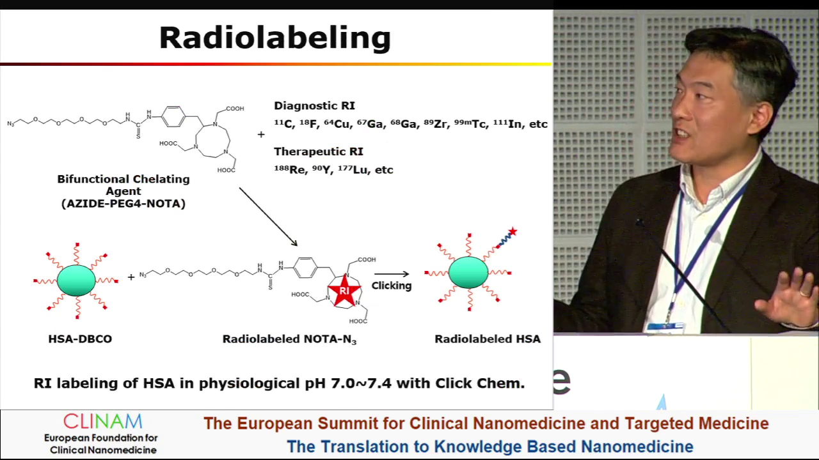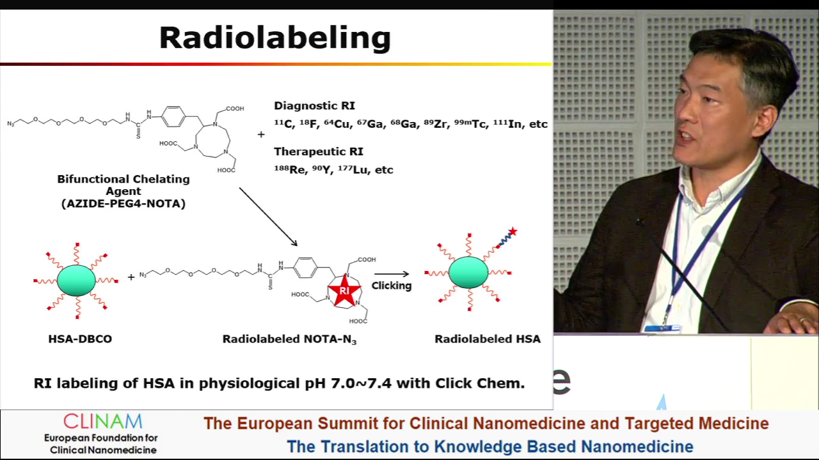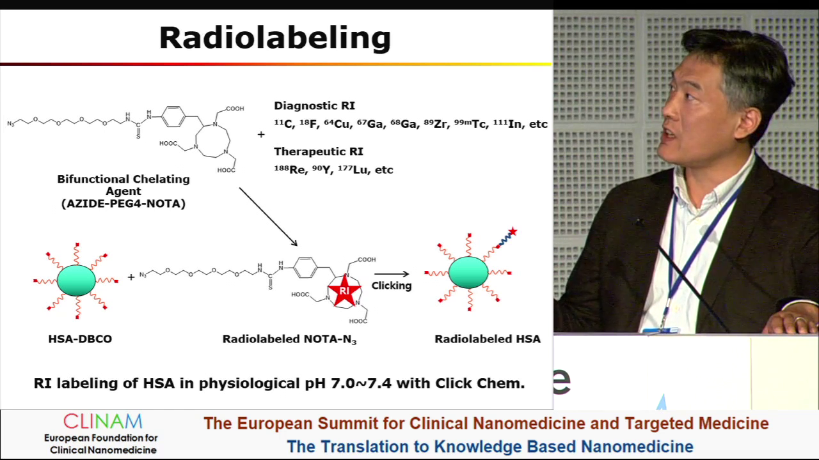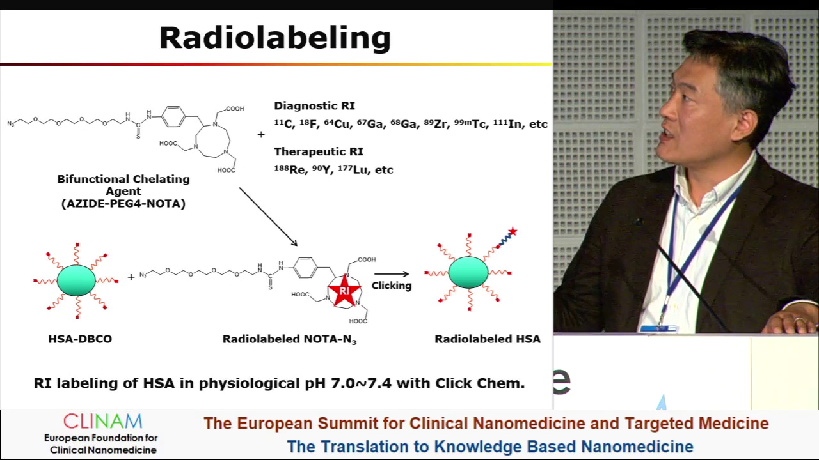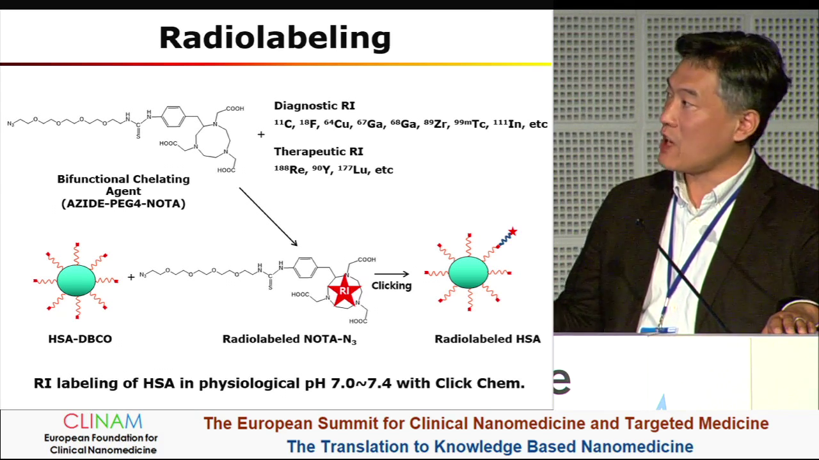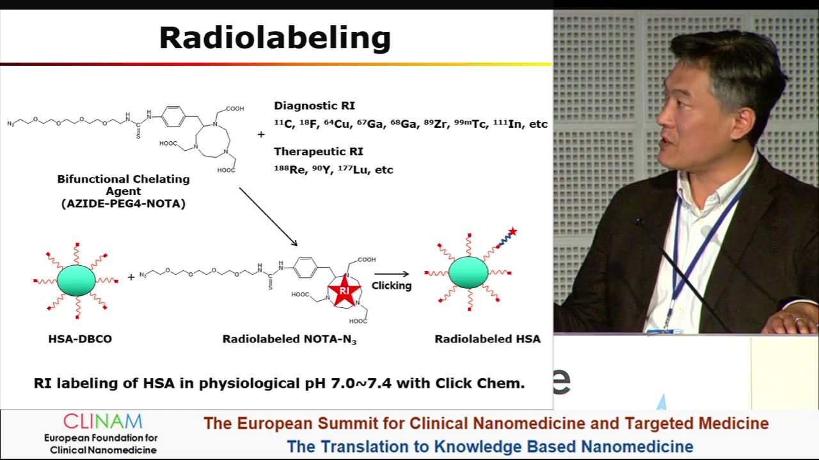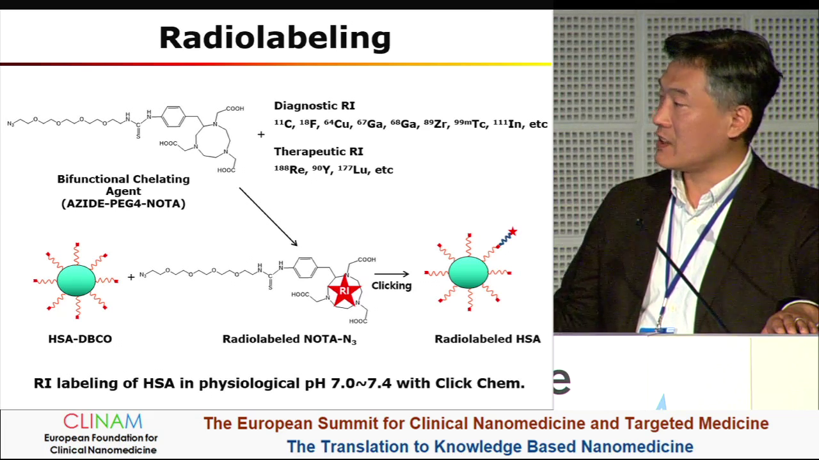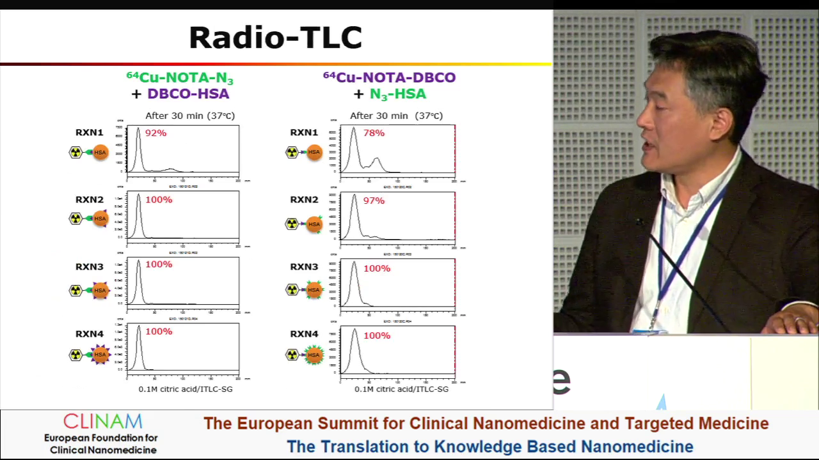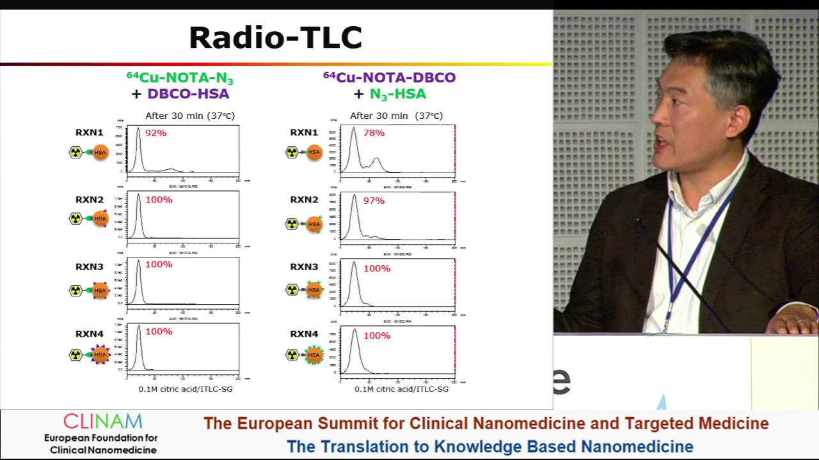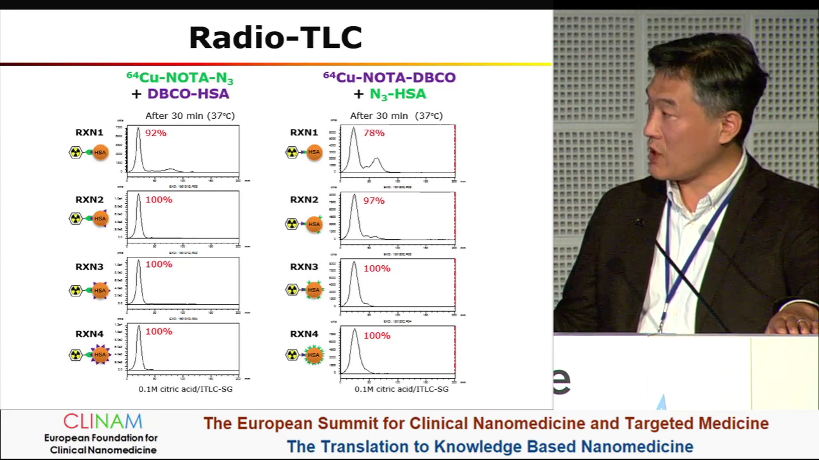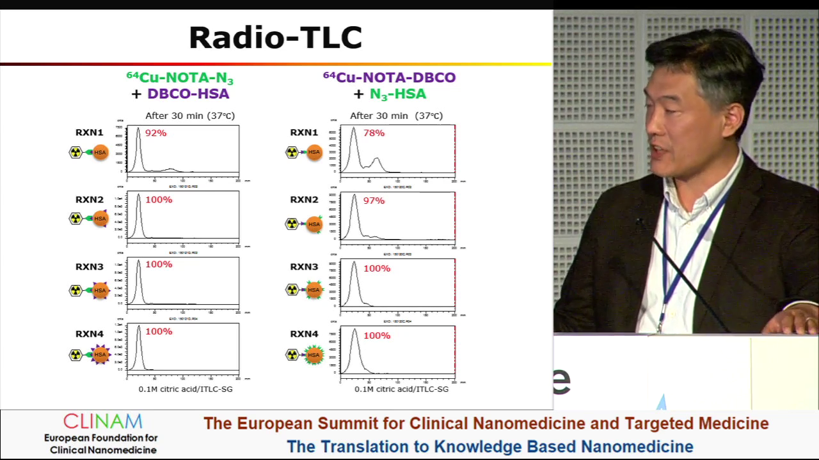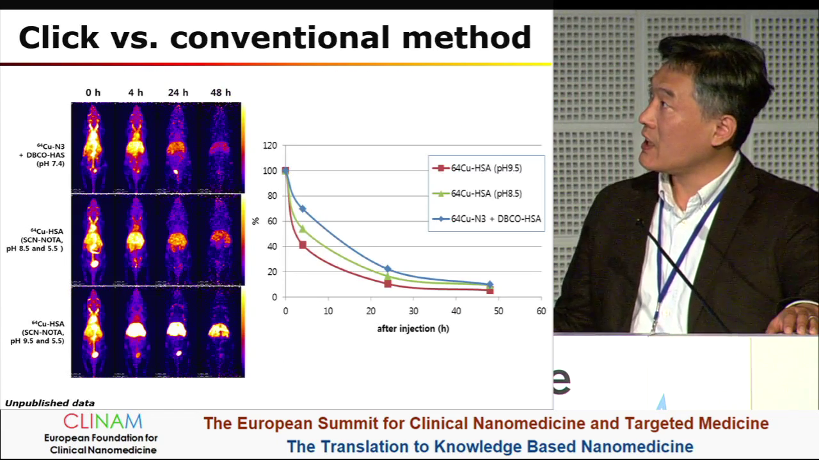And after getting the nano platform, we can label it with a diagnostic or therapeutic radionuclide outside of the albumin vial. After the radiolabeling, we can mix it with the albumin vial, and then the clicking happens, and you can get the radiolabeled albumin. After the labeling, we have to confirm the radiolabeling efficiency, and we could get almost 100% radiolabeling yield.